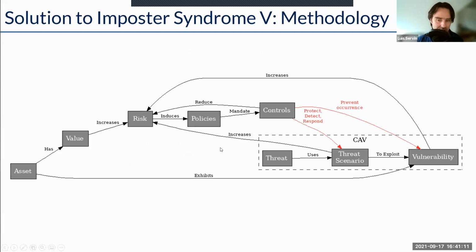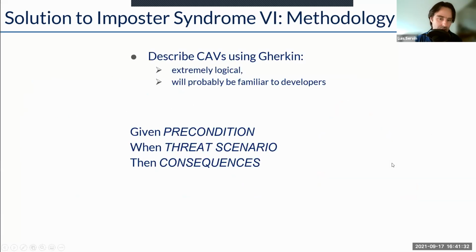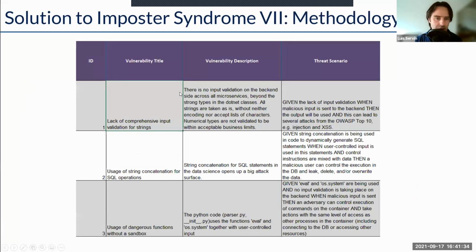Remember, what is the threat scenario? What action? So the preconditions, I have this vulnerability, I have this attack surface. Which action is this threat agent exploiting? And what is the outcome of it? So here are a couple of examples.